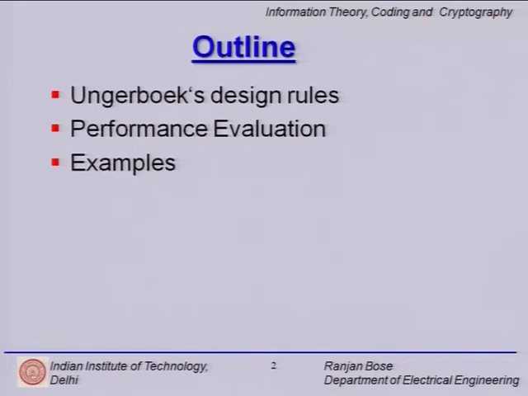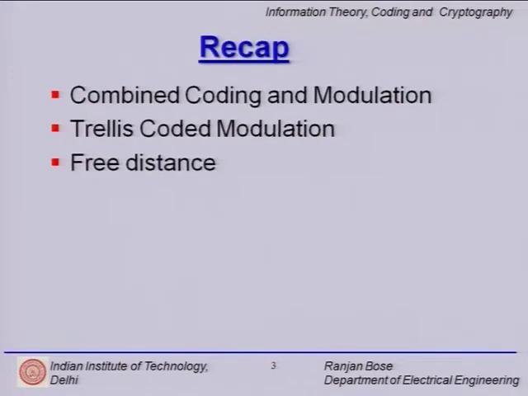Let us quickly see what we have done so far. We have understood what we mean by coding and modulation and combining them. Then we introduced the notion of trellis coded modulation and the idea of free distance. We will soon see that free distance d free will be the single most important design parameter for trellis coded modulation schemes.